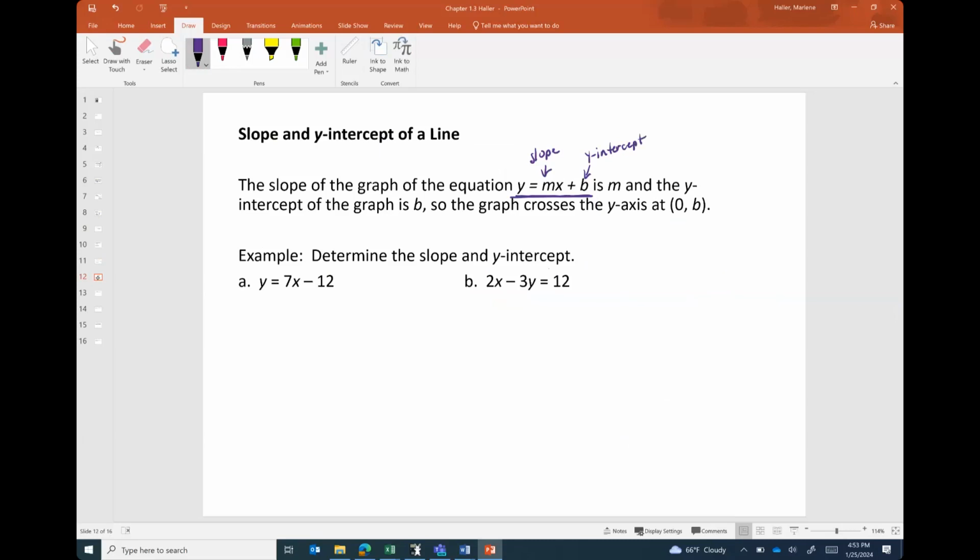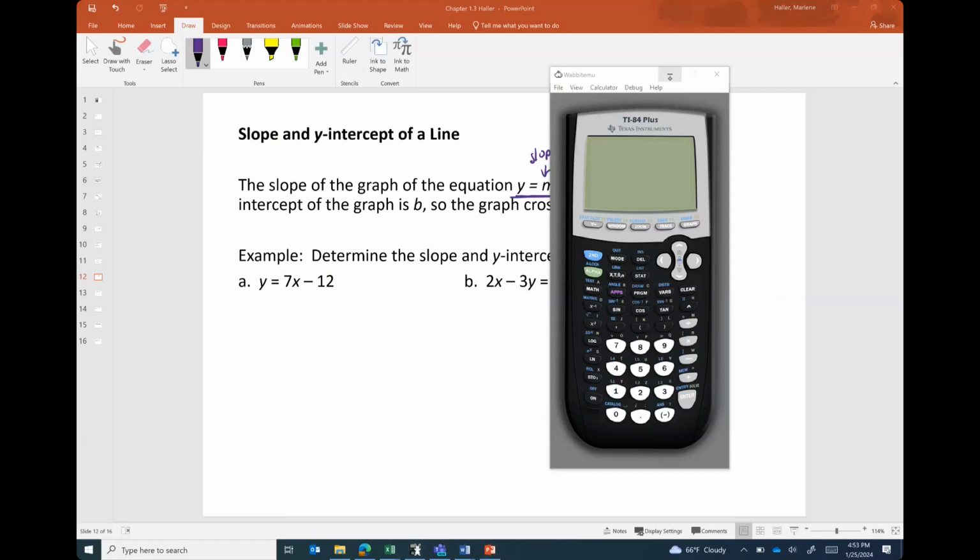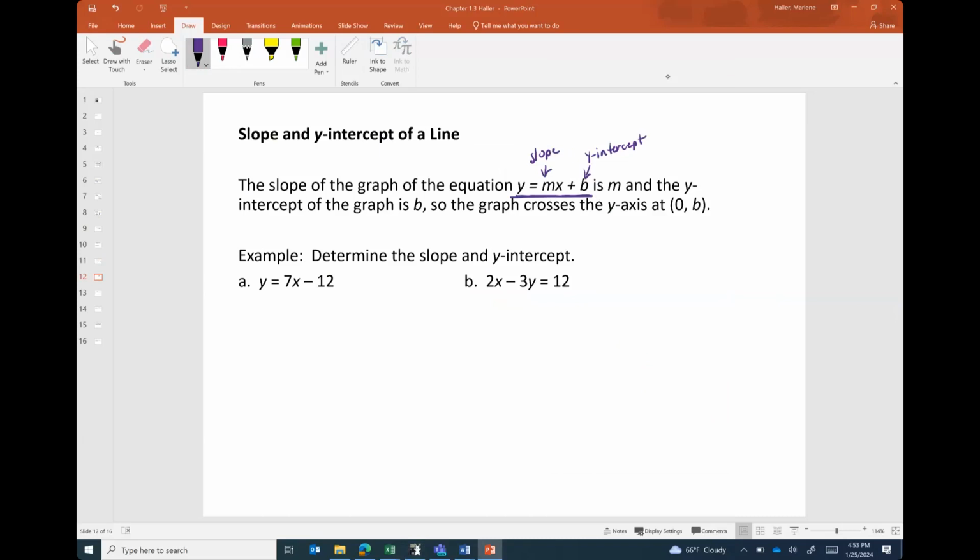Okay, so let's look at these two examples here in A and B and determine what is the slope and what is the y-intercept. So is this first part A, is that equation written in the form that we needed it? Is it written in the y equals mx plus b? It looks like it is. We can see that the slope here, or m, is equal to 7. And we can see that the y-intercept, or the b here, is -12.